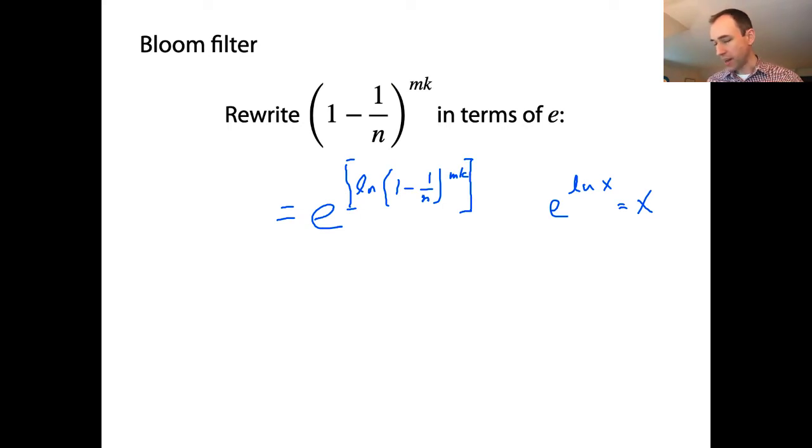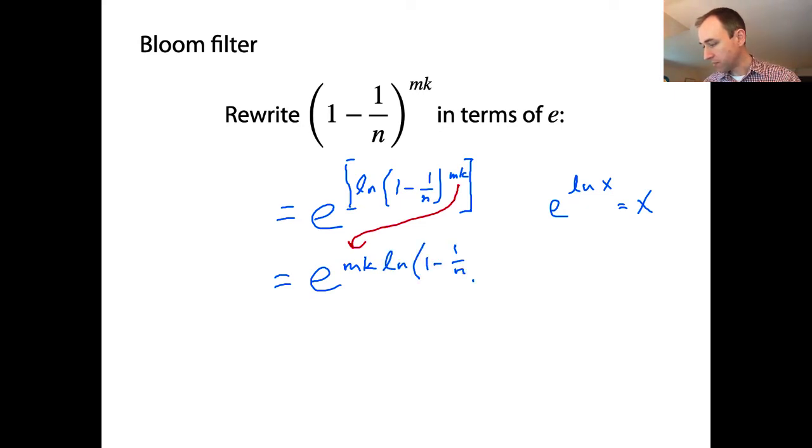All right, why would I do that? It's a little odd, but you'll see in a moment. So one immediate benefit is I can take the mk and put it out in front. So let's now write mk natural log of 1 minus 1 over n. And now in this expression, things are starting to look simpler.